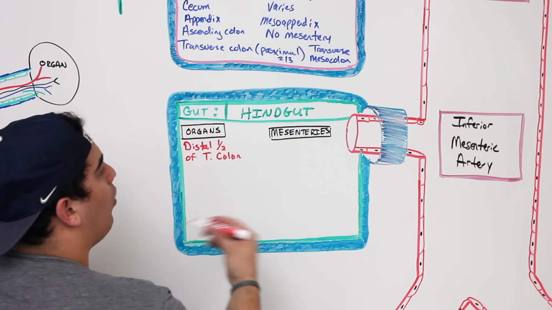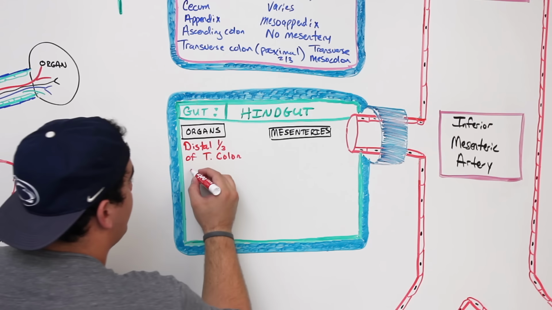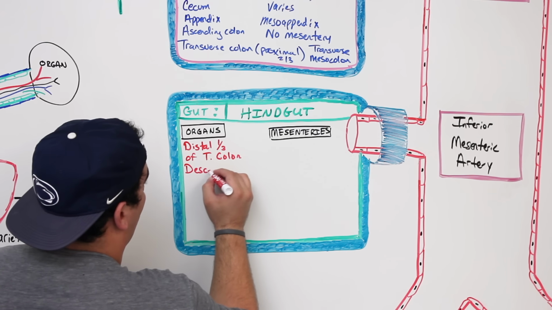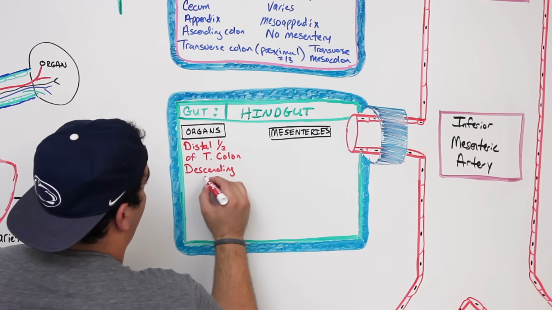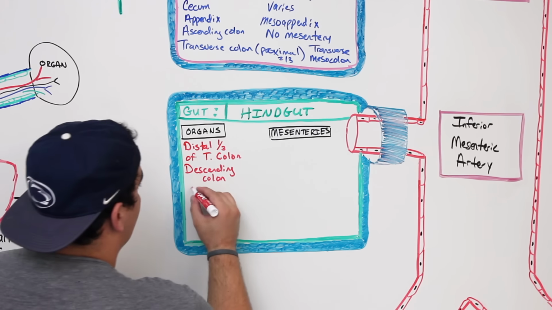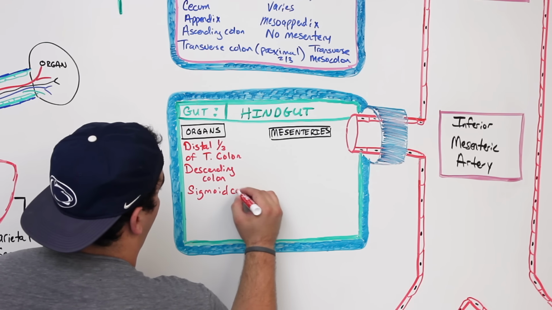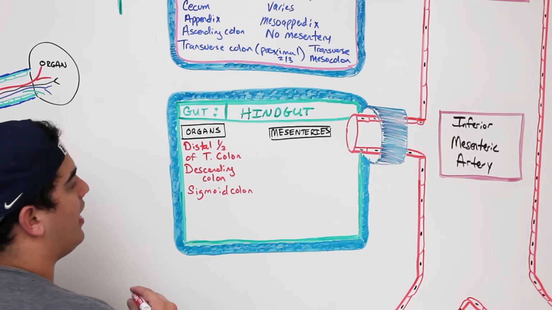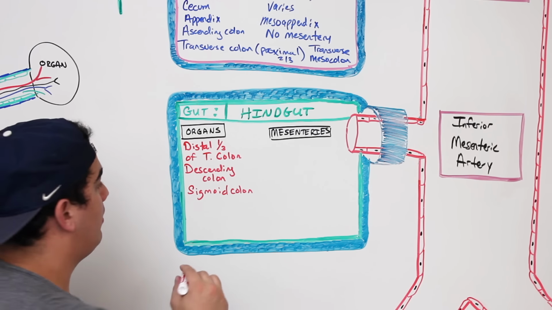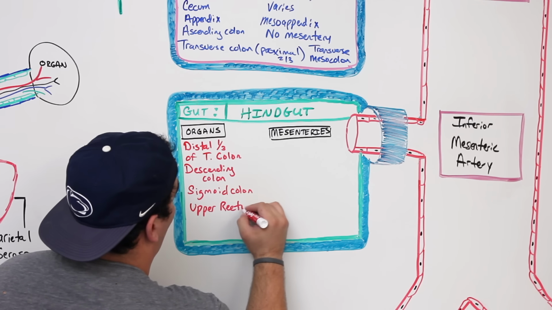What else? Okay, well now we got to go to the next guy. We got to go down. So now we have the descending colon. Then the descending colon wraps in like an S-like shape. So they call that the sigmoid colon. And then it goes into the next part, which is the rectum. Rectum dang near killed him, right? So we got the upper rectum.